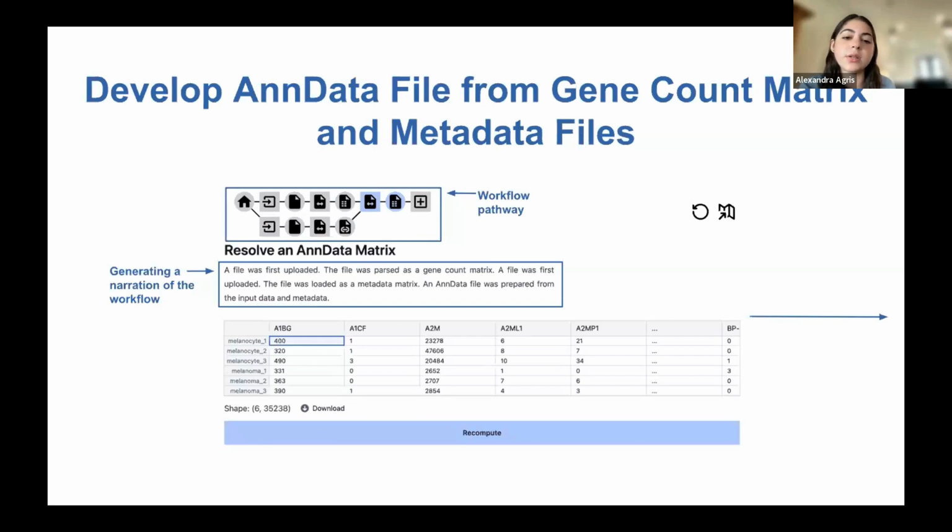As the user constructs the workflow, a description of the methods and the analysis is automatically generated and added into a paragraph with citations. This paragraph can be used when writing a paper based on the results obtained from running the final workflow.